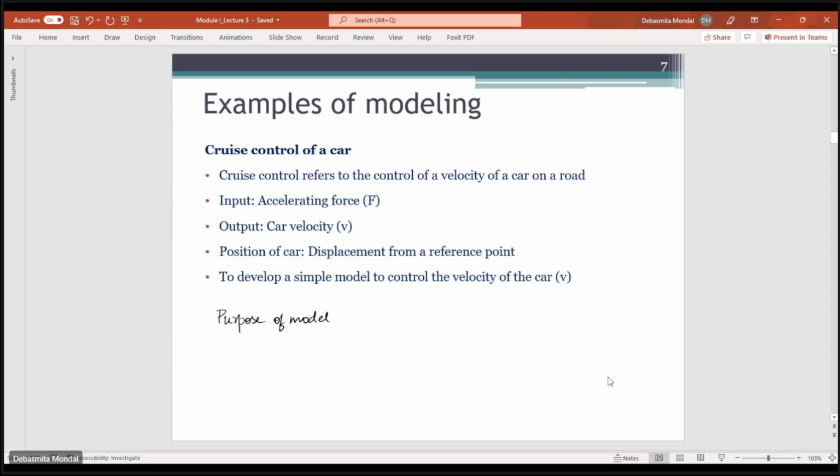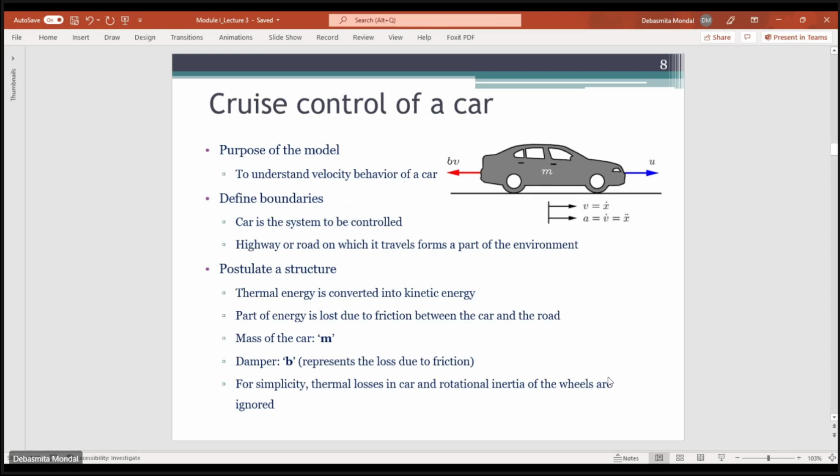What we want from this model is to develop a simple model to control the velocity of the car. So we need to find the relationship between the velocity of the car and the force which is being applied, which is F. For that, the first step is the purpose of the model. The purpose is that we want to understand the velocity behavior of the car, how the velocity of the car is changing with the input accelerating force.